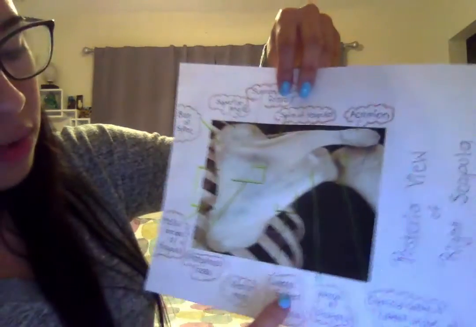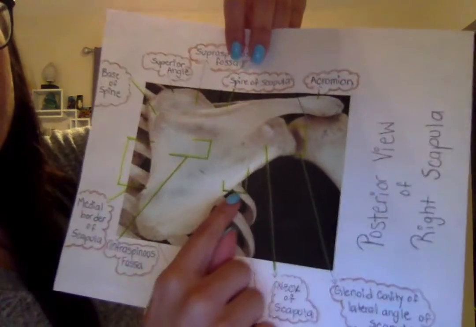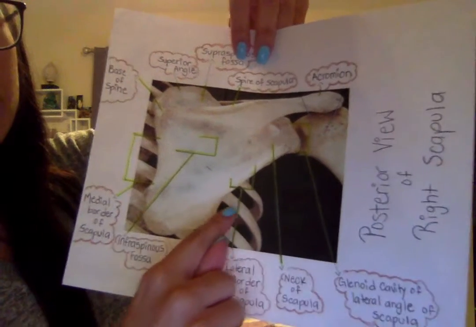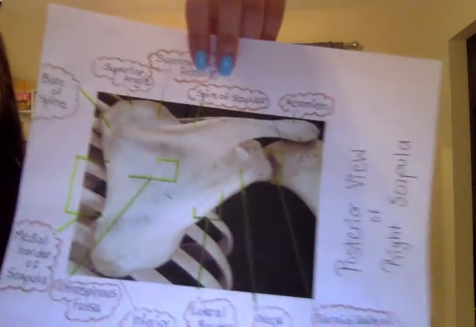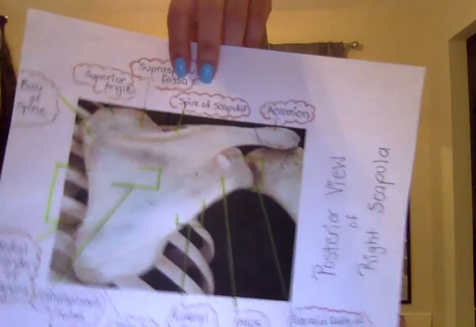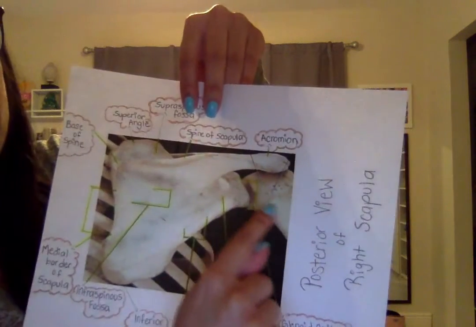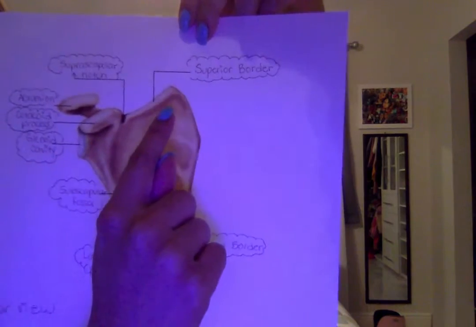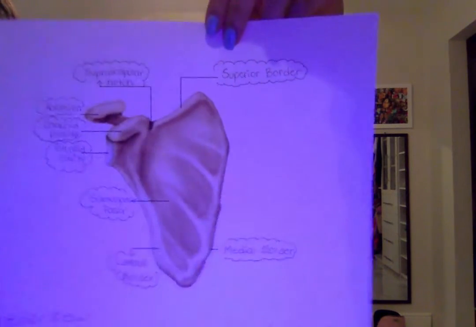We also have the lateral border, which is right over here. This border right here. And that border is the border that the scapula faces the humerus. This would be the humerus bone right here. And then we have the superior border, which I'll show you in this picture. And this border is the shortest and the thinnest. We'll go back to this one again.